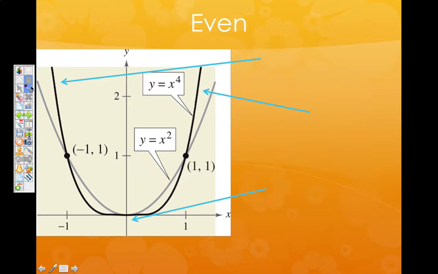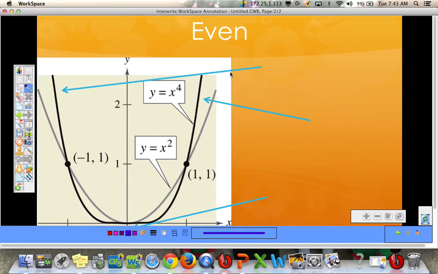Okay, so in an even function, the higher the even power, the skinnier we can say it gets, so it becomes skinnier. And near 0, where x is 0, it flattens out. Okay, so there's the behavior of even functions.